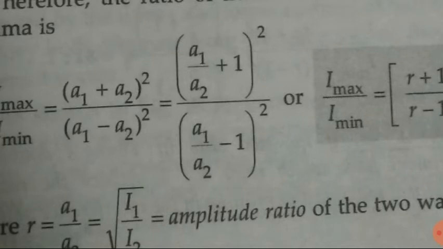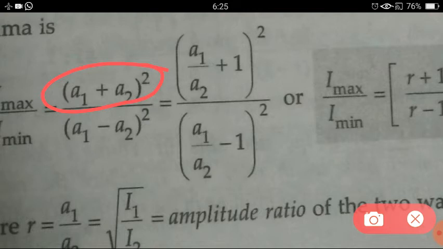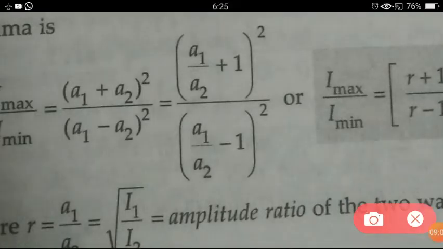Now here we have divided both the terms by A2. In the numerator we got A1 upon A2, and the A2 gets cancelled and we got 1. Similarly, in the denominator also we have divided both the terms by A2. In numerator and denominator we divided both the terms by A2, so we got this formula.